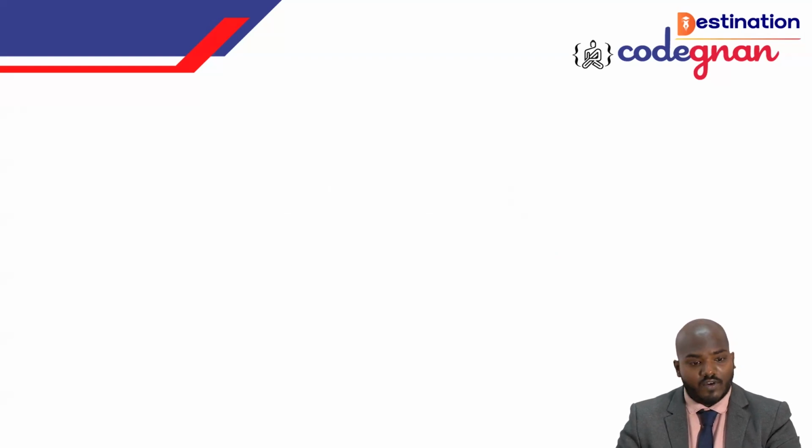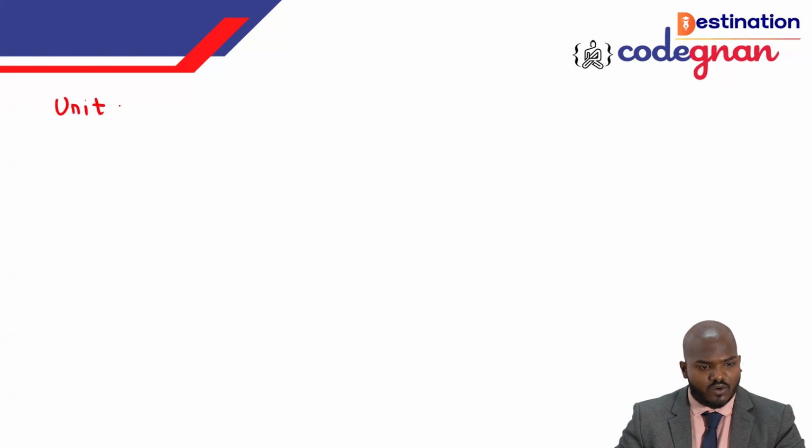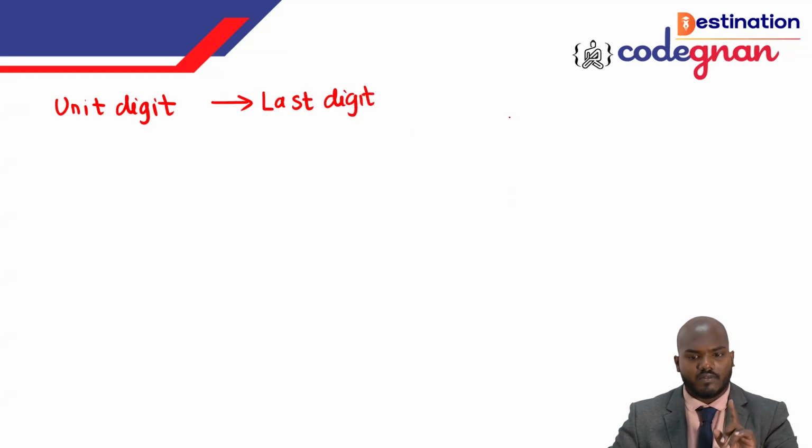First I'll tell you what the unit digit is. The unit digit is one of the place values. We can also call this the last digit of a number. Here you need to understand the power cycle concept.